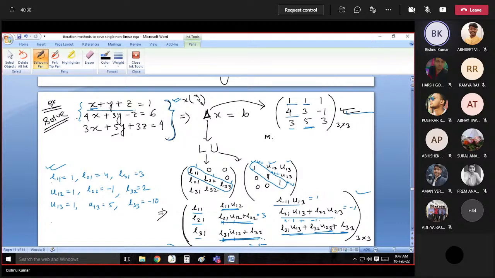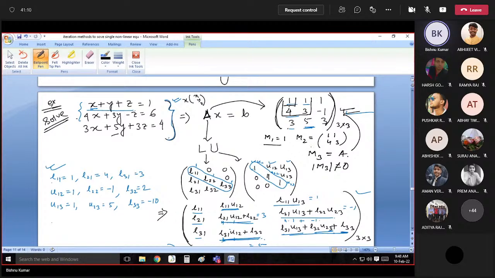Suppose M1 equals this value, 1. M2 equals this value, meaning 1, 1, 4, 3. And M3 is the original coefficient matrix. First of all, we know that for a unique solution the original matrix determinant value is not equal to 0. So determinant of M3 not equal to 0 means A is non-singular.